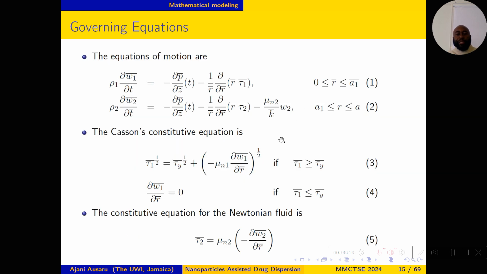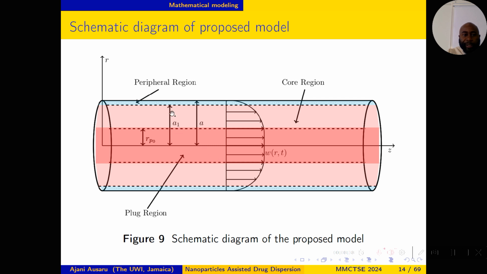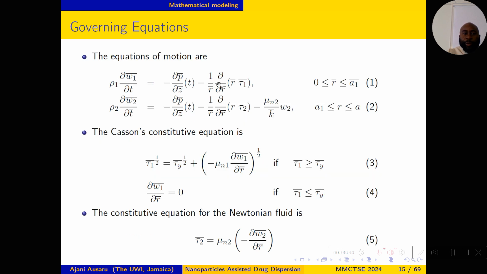And here are the governing equations of motion. These are the momentum equations. Because we have three distinct regions, as you would have seen here, we have our equations of motion in the respective regions. In the core region from 0 to A1, this region here, we have our equation of motion. And in the peripheral region, we have equation number 2. This term here is the Darcy term, which captures the fact that we have permeability, a porous region. And the constitutive equation, according to Casson, is given by equation 3.